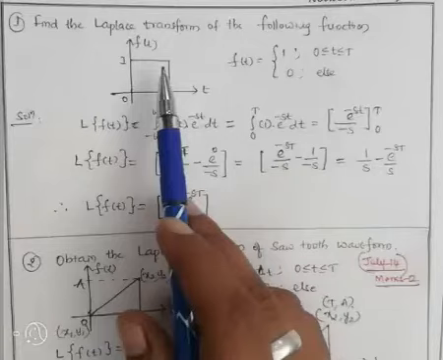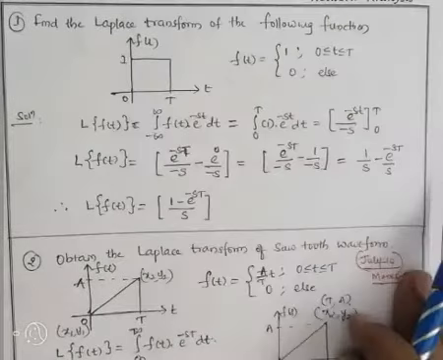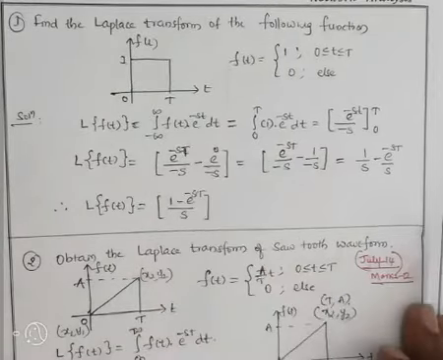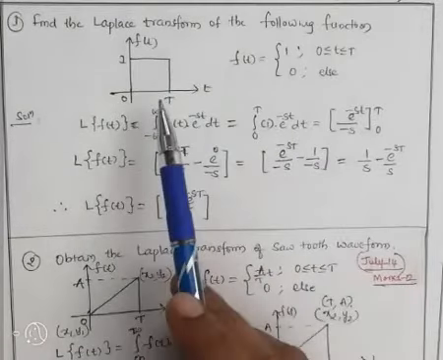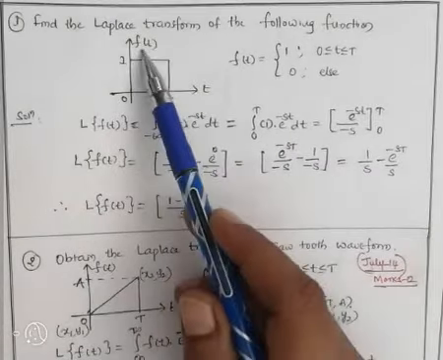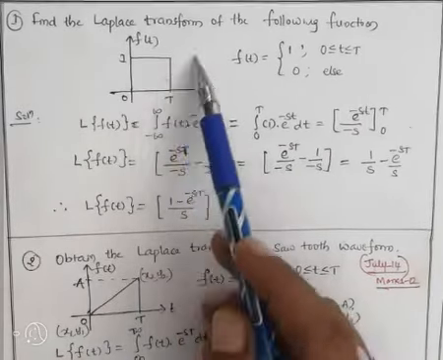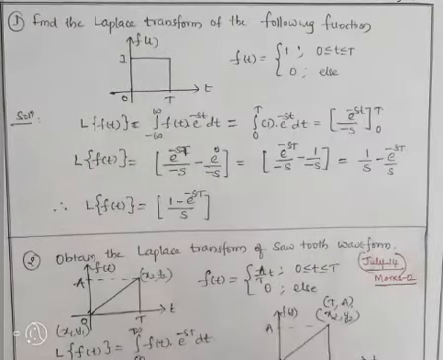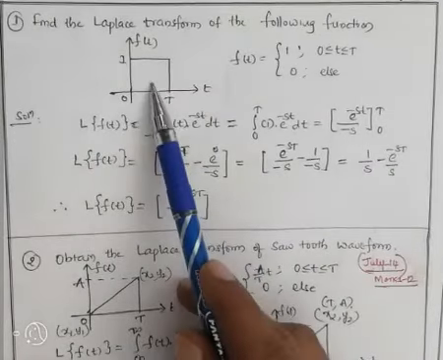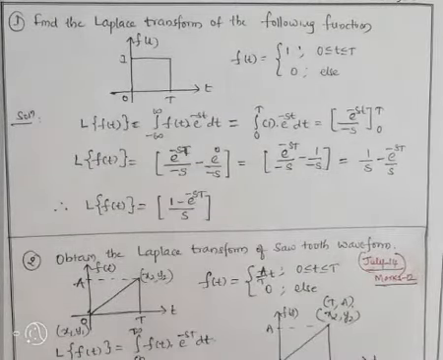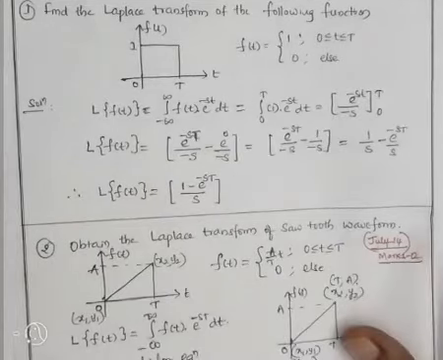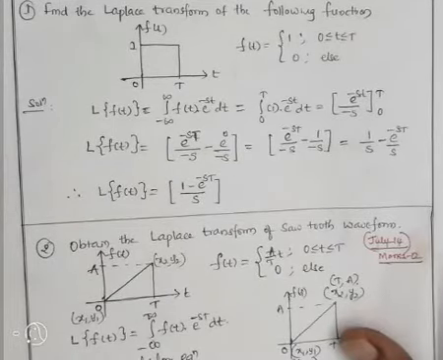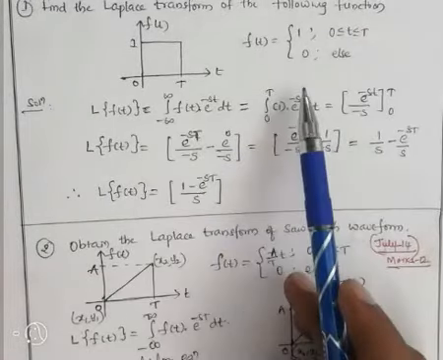Find the Laplace transform of the following function. These kind of examples will appear in the examinations. Here we are given one function f of t that is represented graphically. For these kind of examples, the first step is to express the given function in terms of mathematical equations. Then only we can easily calculate the Laplace transform for the given function. So remember this point: for a given graphical function, first you have to write the mathematical equation.